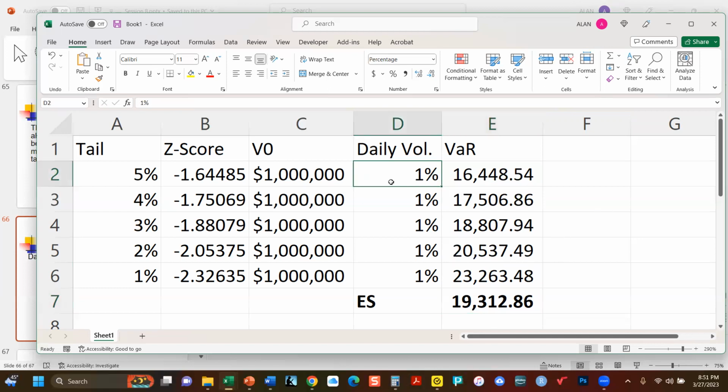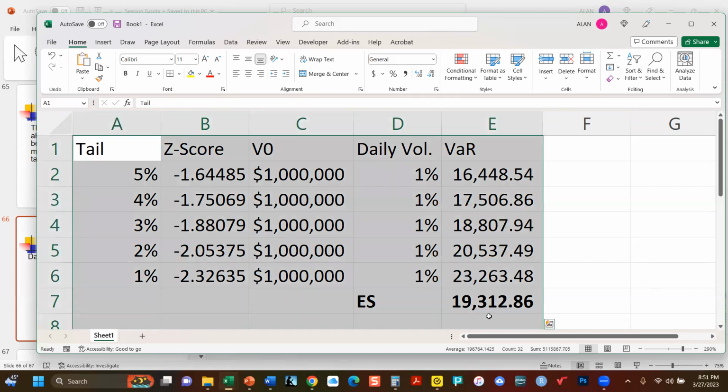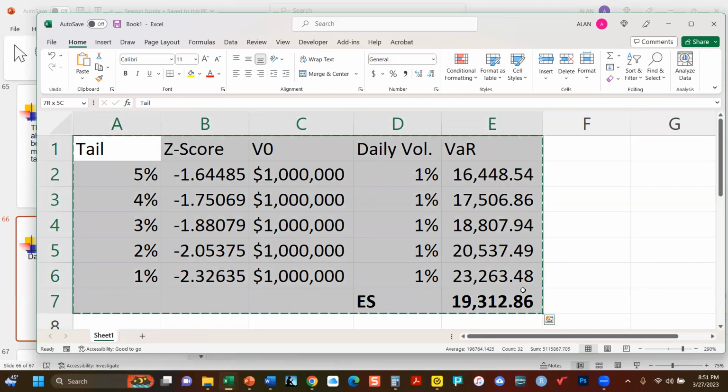Now, to the extent that this vol increases, the difference between these two will just grow even bigger. So like if I change these all to twos, then the difference will become even greater.